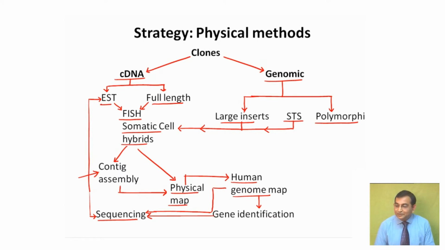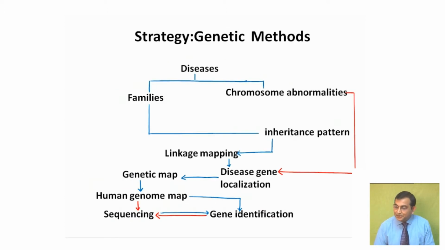Next come the genetic methods of human genome mapping. From families, disease genes are localized by linkage mapping, and disease genes are also localized by chromosomal abnormalities and by studying the inheritance pattern of these genes. So, the disease gene is ultimately localized by following these genetic methods.